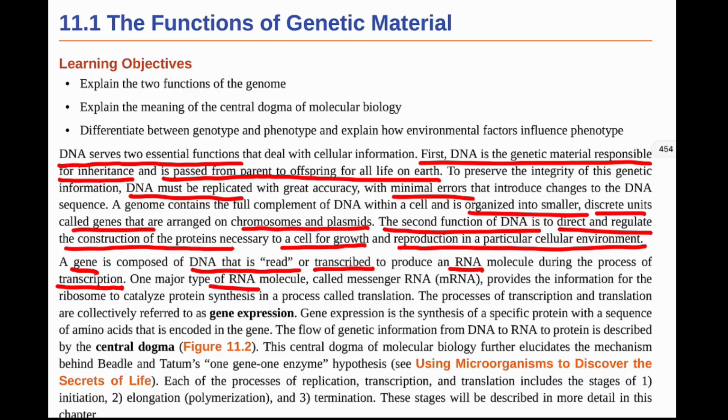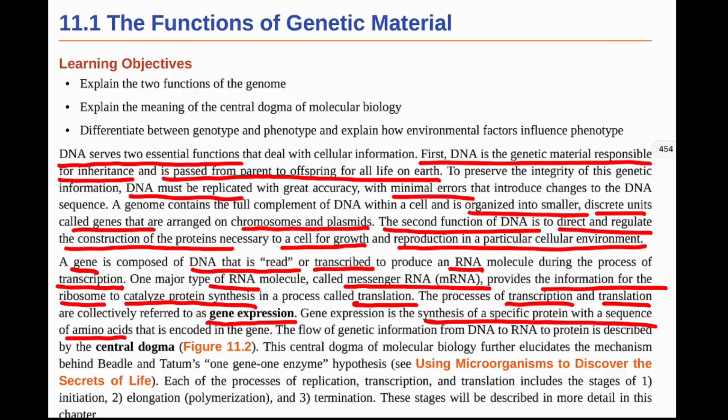Our major type of RNA molecule is called messenger RNA, or mRNA. This provides the information for the ribosome to catalyze protein synthesis. When we take our mRNA and go through the ribosome, making our protein, that's called translation. We're translating what is found on the messenger RNA into an actual three-dimensional physical protein. The processes of transcription and translation are called gene expression. So going from DNA all the way to our protein, through transcription and translation, is called gene expression. Gene expression is the synthesis of a specific protein with a sequence of amino acids that is encoded in a gene. So going from gene to protein is gene expression.